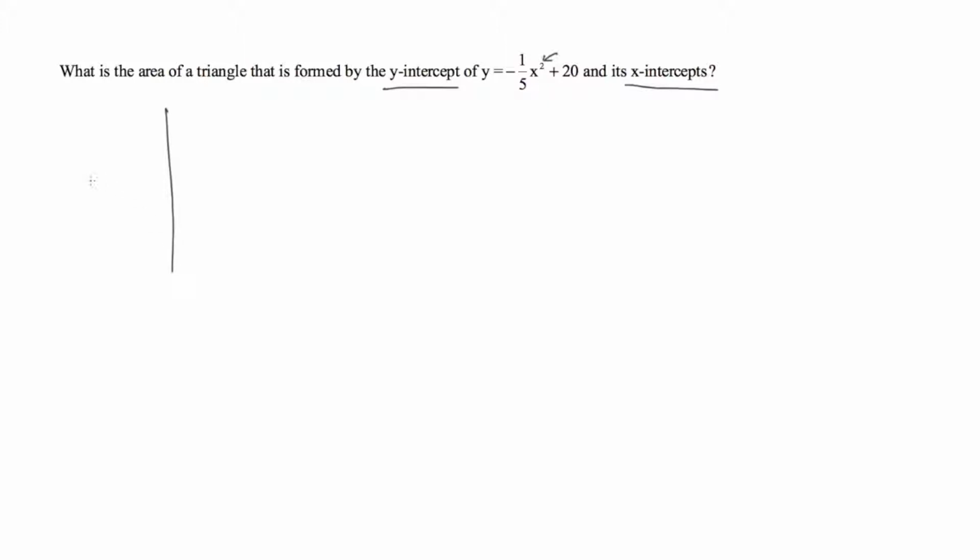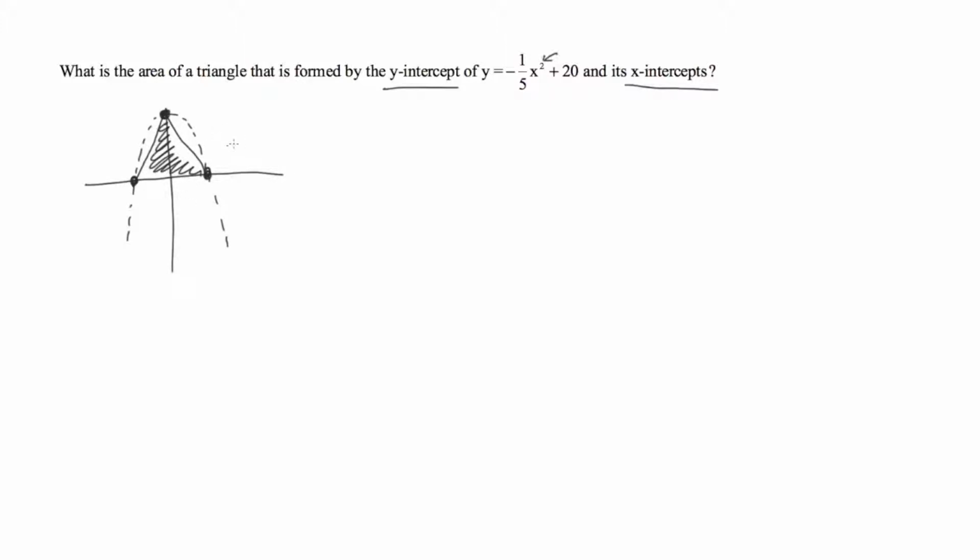So just to give you an idea of what we're really doing, our shape is going to look something like this. And here is the y-intercept. There will be the two x-intercepts, and we basically want to find the area of this triangle.